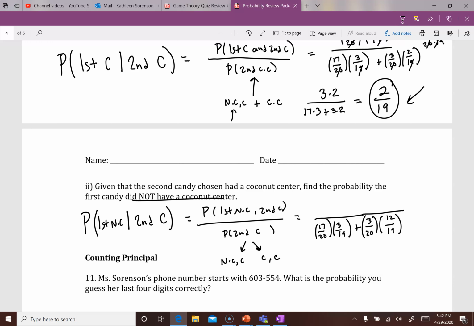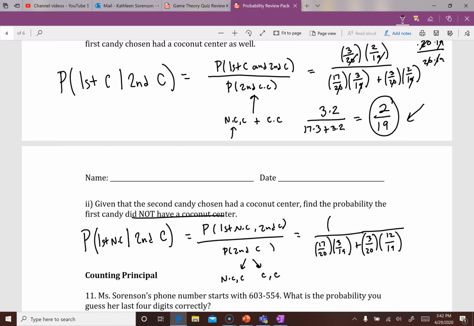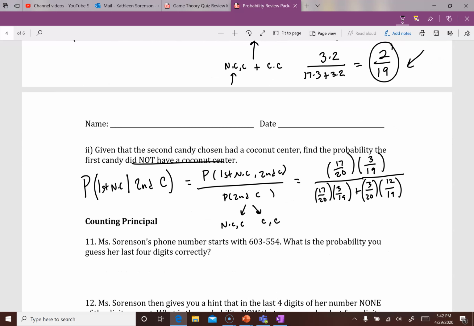But the numerator is different because it's first not coconut, which is 17 out of 20, and the second coconut would be 3 out of 19 because we've got 19 candies left. Again, multiply by 20 times 19 over 20 times 19. Your 20s and your 19s cancel. And you're left with 17 times 3 over 17 times 3 plus 3 times 12. And doing that math, just know that these two things don't cancel. You can't do that with addition. You're going to be left with 17 over 19 once you reduce that.